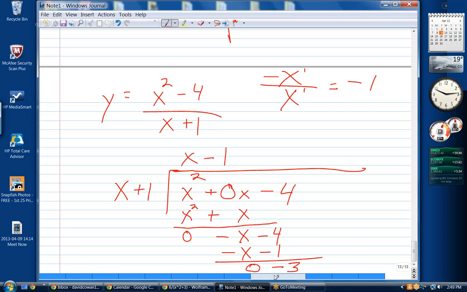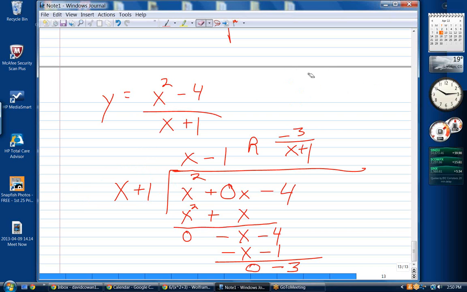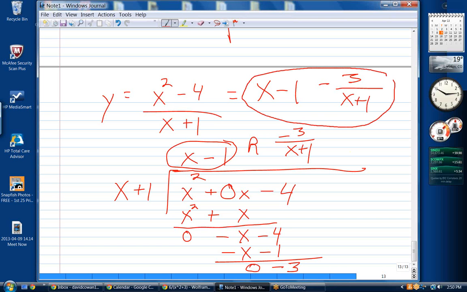So I have a remainder. My remainder is minus 3 over x plus 1, the divisor. You always end up with the remainder over the divisor. So now I can say that this division yields x minus 1 minus 3 over x plus 1. So now I know how to handle that.